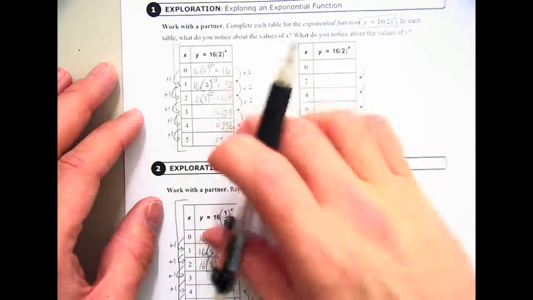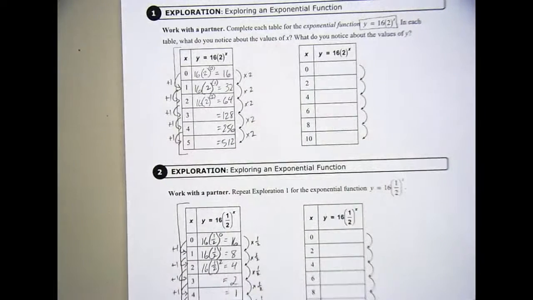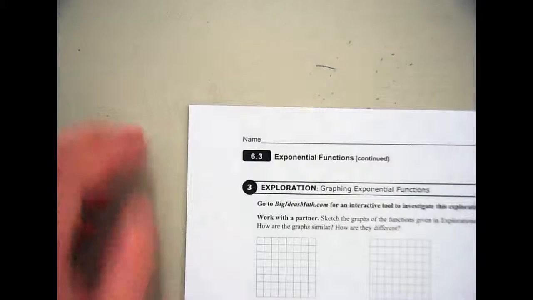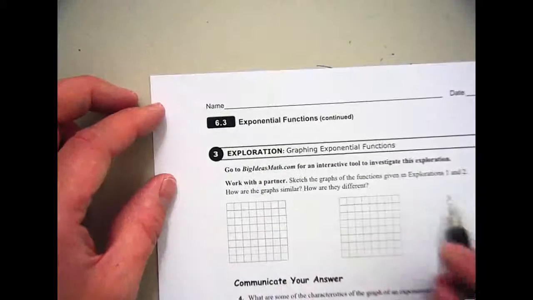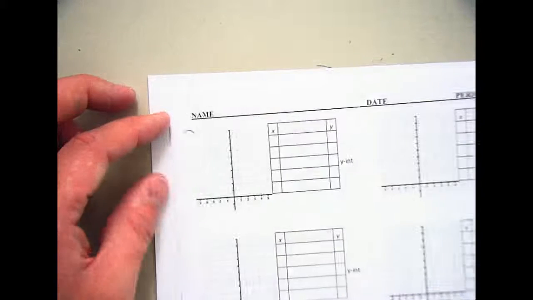We're going to start graphing these here. So go ahead and turn your page. And I gave you a different piece of grid paper to help out here. But this is on page 179. The top says work with a partner to sketch the graphs for exploration 1 and 2. I want you to sketch them on this piece of paper though.